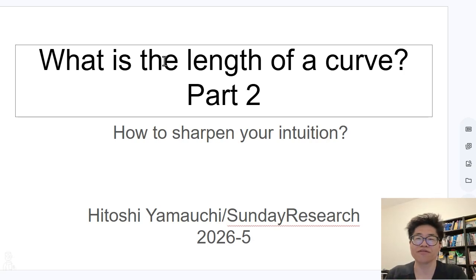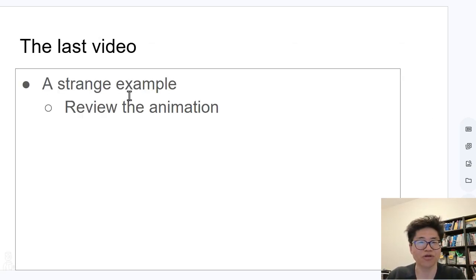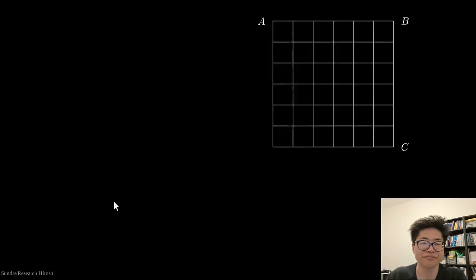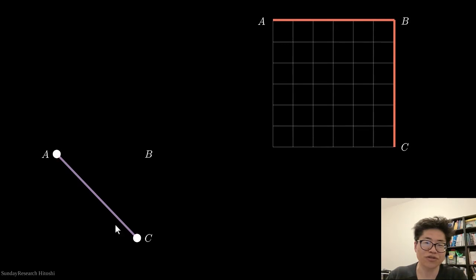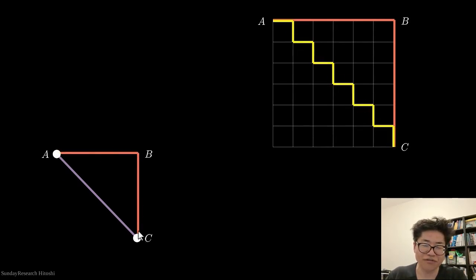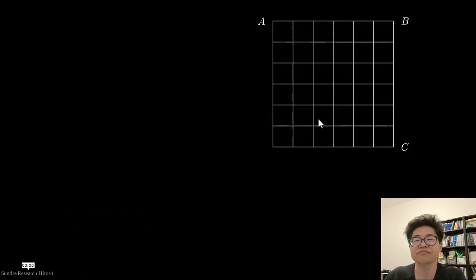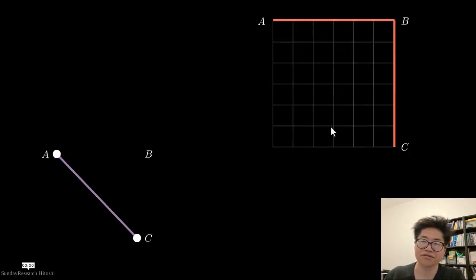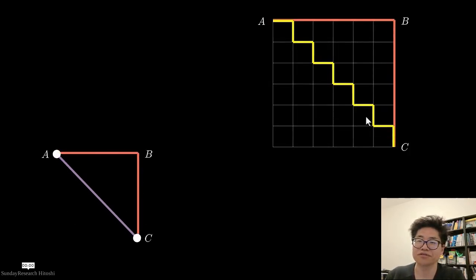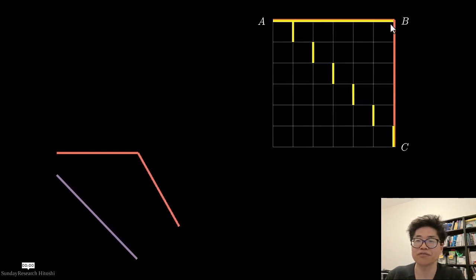Hello, this is "What is the length of a curve? Part 2." In the last video, I showed you a strange example. Let's review it. This is Euclidean distance. The straight path is shorter than the detour path. This is Manhattan distance. So this zigzag path has the same length as AB plus BC.